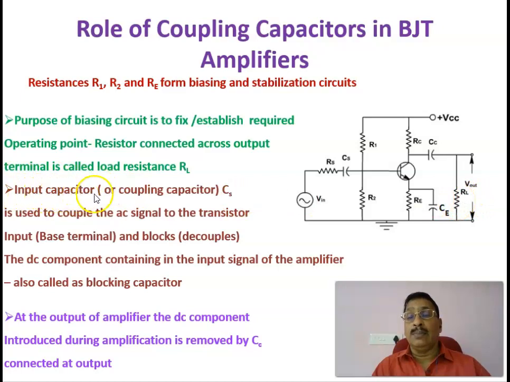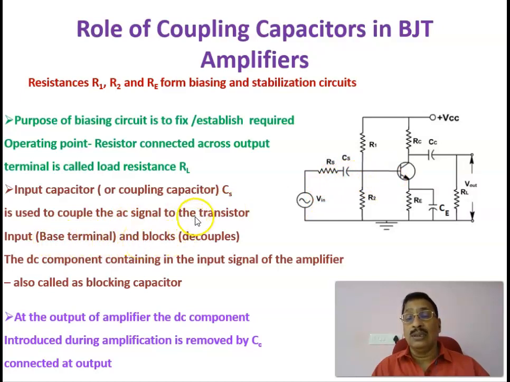And the input capacitor is called the coupling capacitor. On the source side it is represented as CS, and on the load side it is represented as CC. Now the coupling capacitor CS is used to couple the AC signal to the transistor. That is, the AC signal from the input is coupled to the base of the transistor through this coupling capacitor CS.